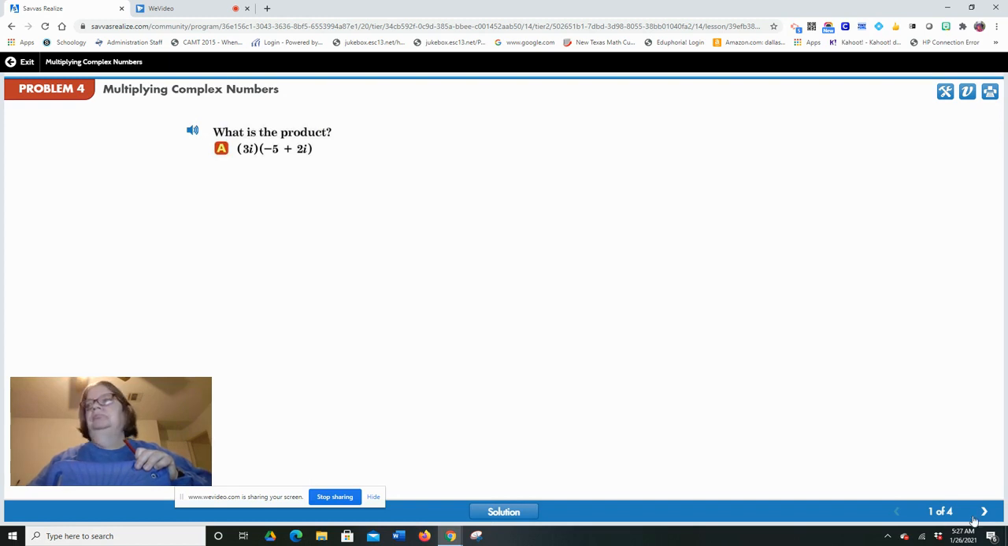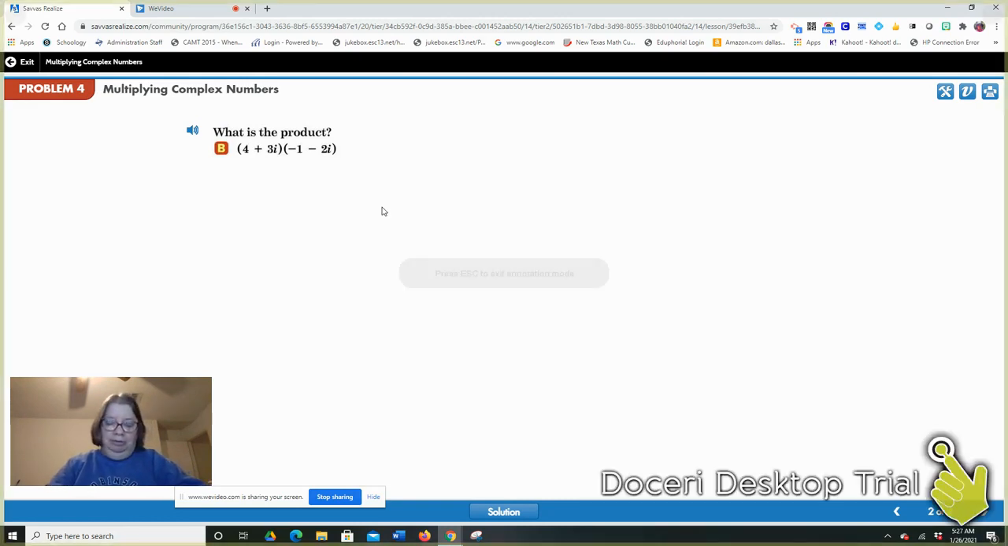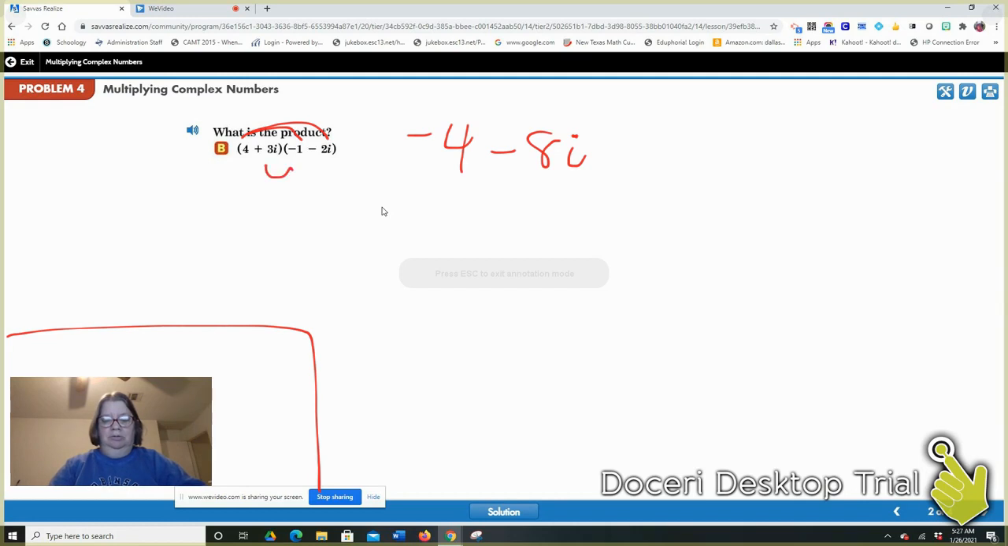Let's try another one. What is the product? Remember, we can use box method, we can use FOIL, we can use distributive property. Really, all of those are the same thing. We're multiplying. So what are we multiplying first? 4 times negative 1. 4 times negative 2i. 3i times negative 1. And 3i times negative 2i.